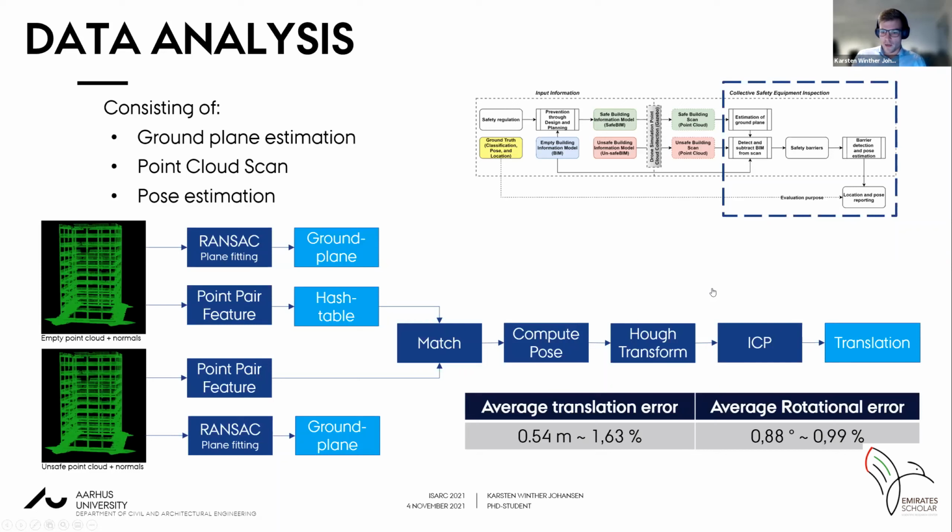On average, we found that we could do this process here with a translation error of 1.36%, and the rotational error of approximately 1%, which is relatively good.